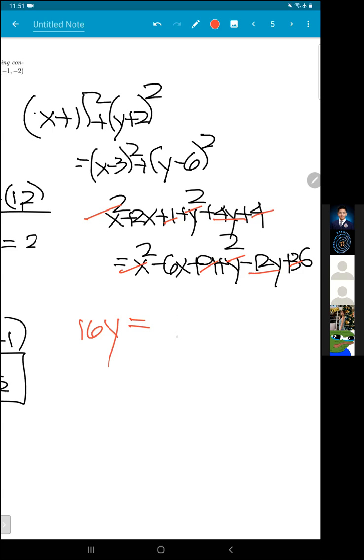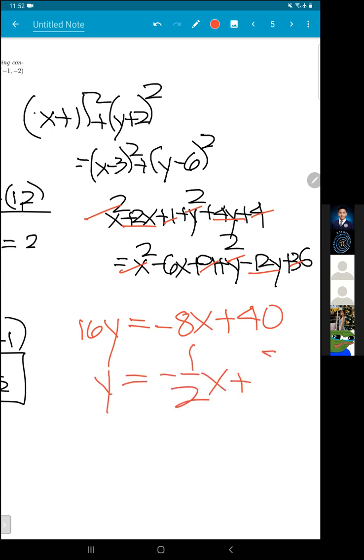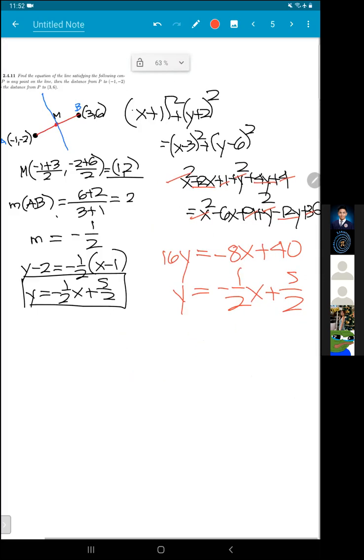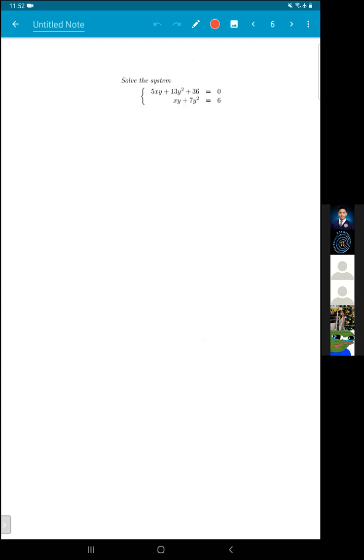Okay. So 16y, tapos yung 2x, transpose natin, negative 2x, tapos minus 6x, negative. And then plus 4. Then divide by 16. Tama na ba? Divide by 8. There. Any question?